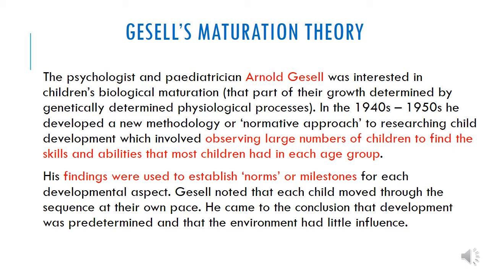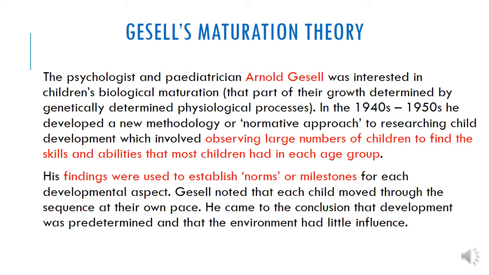He was a psychologist, a paediatrician, which meant he worked with young children, and he was interested in children's biological maturation. So he believed that part of the growth was determined, so it was genetically determined. In the 1940s to 1950s, he developed a new methodology or normative approach to research in child development, and he observed a large number of children to find the skills and abilities most children had in each age group.